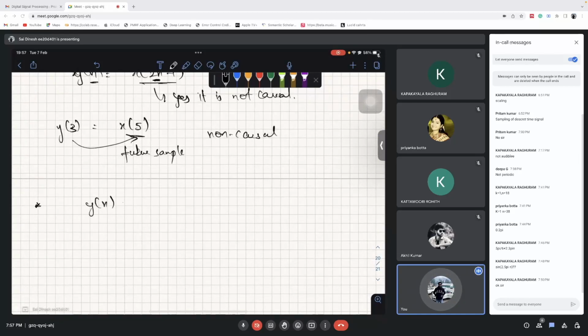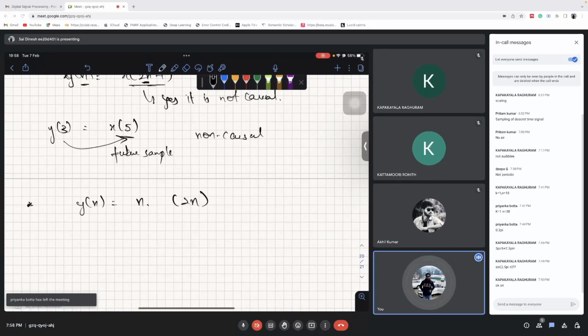So what if y of n is equal to n times x of 2n? Is it causal or non-causal? It is non-causal. What about n plus 1 times x of n? Is this causal or non-causal?